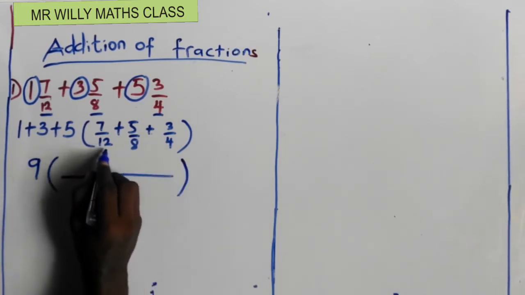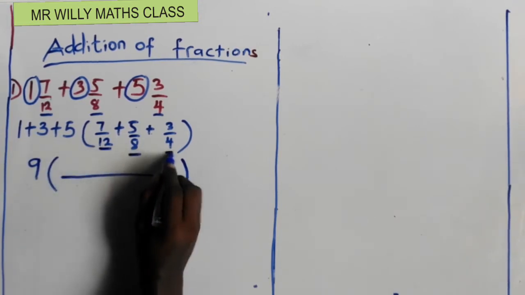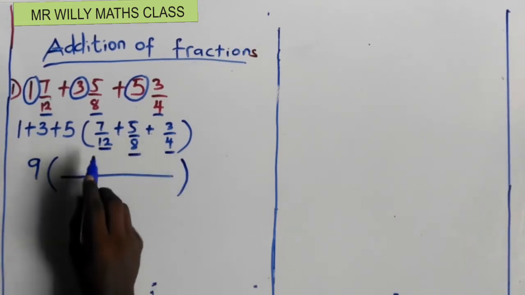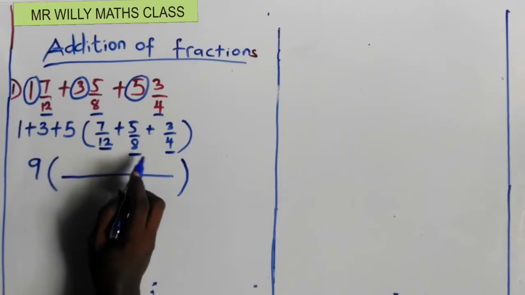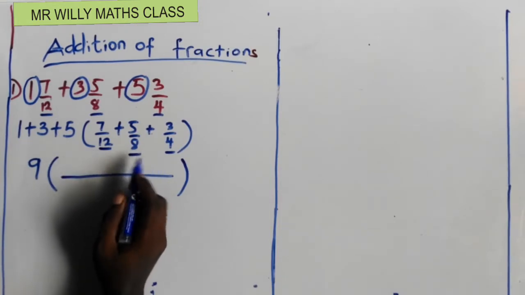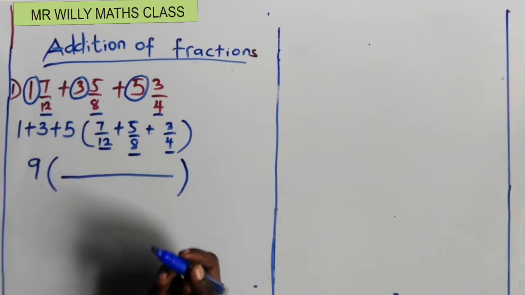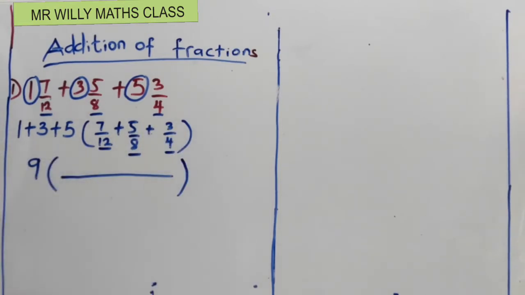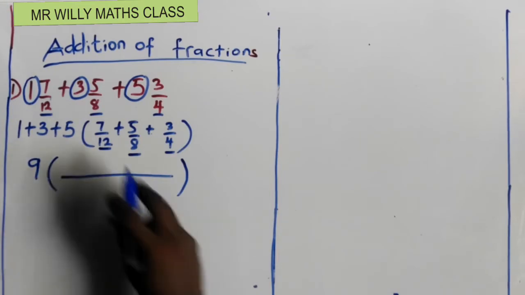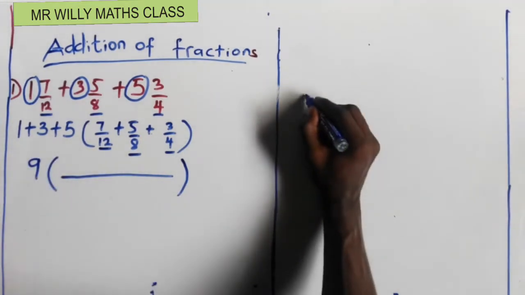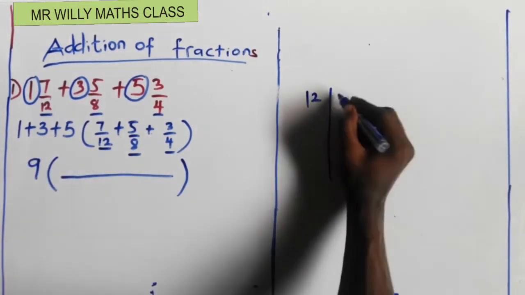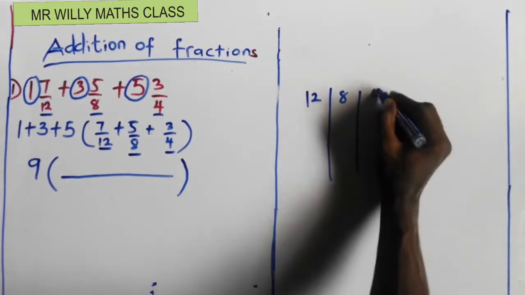You know that the denominators for these fractions are 12, 8, and 4. So you look for a number that 12 is a factor of, 8 is a factor of, and 4 is a factor of. That is, a number that 12 can divide without a remainder, 8 can divide without a remainder, and 4 can also divide without a remainder. If you don't know the number, you can use your LCM to find it. Just write 12, 8, and 4.